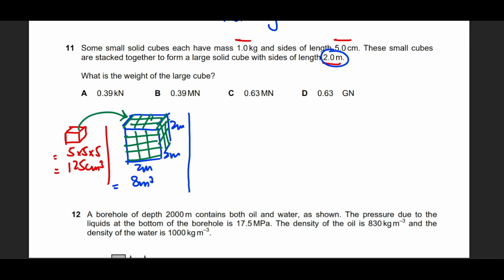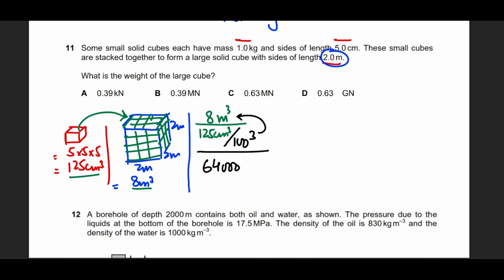Simply divide this volume with this volume, right? So we have 8 meter cube divided by 125 centimeter cube, but to convert centimeter cube into meter cube, you have to divide this with 100 cube, right? So this goes in the numerator, and when you solve this, you find out that the total number of boxes that you get is going to be 64,000. So 64,000 boxes, if stacked together, is going to look something like this.